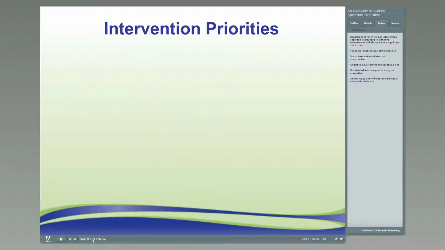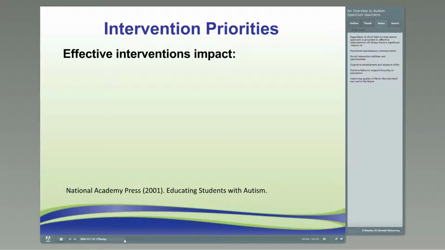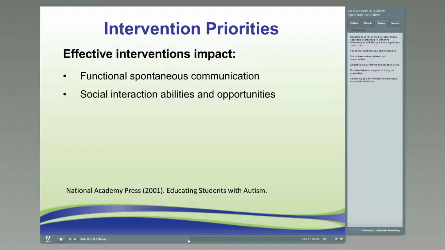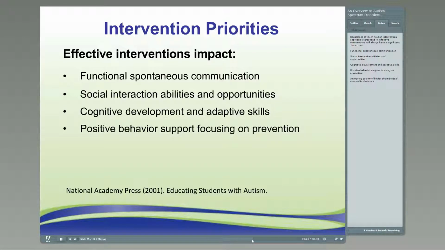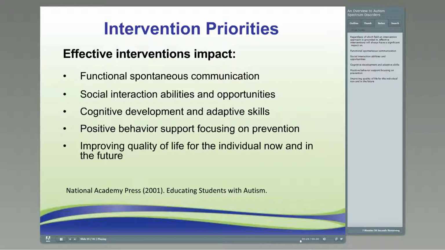Regardless of which field an intervention approach is grounded in, effective interventions will always have a significant impact on functional spontaneous communication, social interaction abilities and opportunities, cognitive development and adaptive skills, positive behavior support focusing on prevention, and improving quality of life for the individual now and in the future.